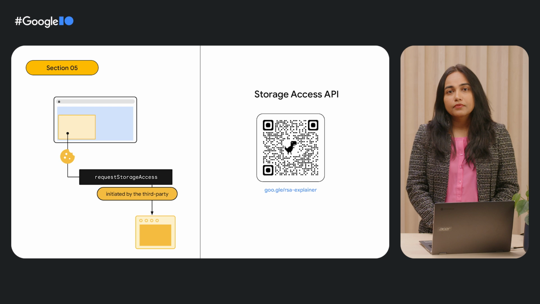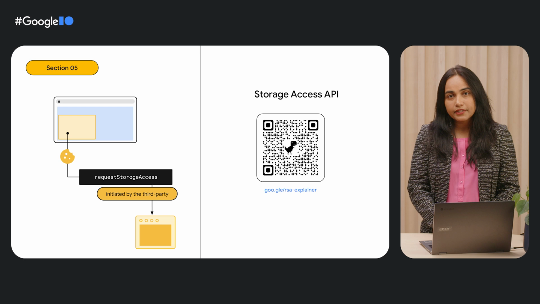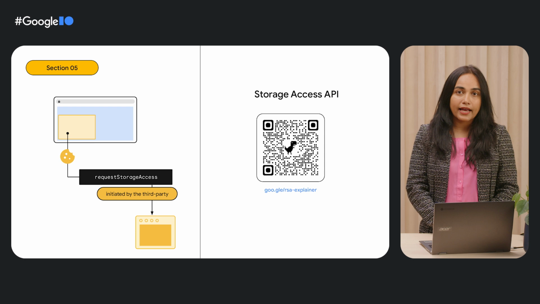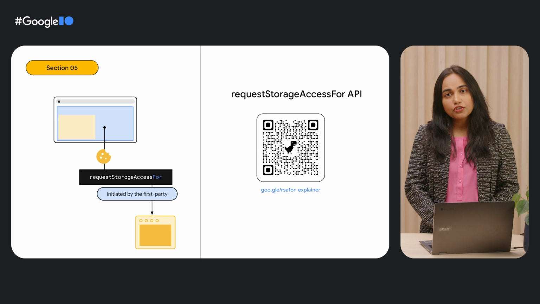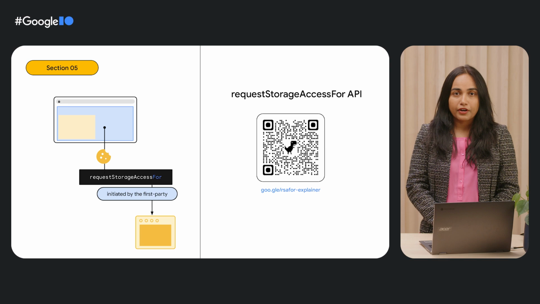For domains within a set, third-party cookie access will be facilitated by the Storage Access API, a mechanism for a site to actively request access to its cookies while in a third-party context. In addition to the Storage Access API, we have also introduced the Request Storage Access For API to address some of the limitations of the Storage Access API identified by developers, such as the fact that the API can only be invoked from an iframe.